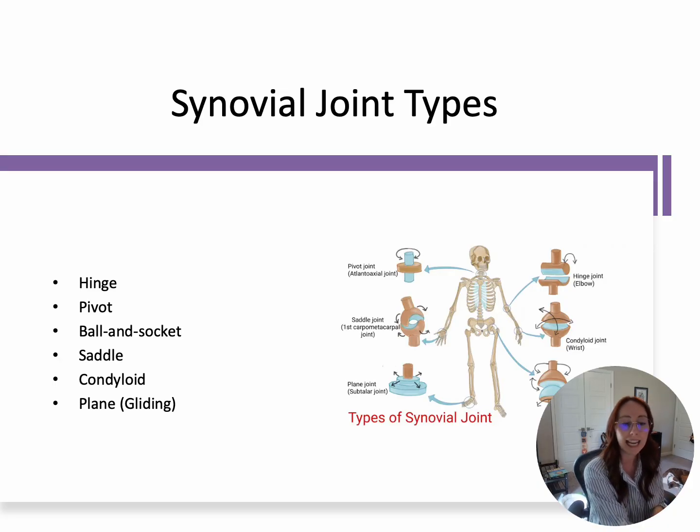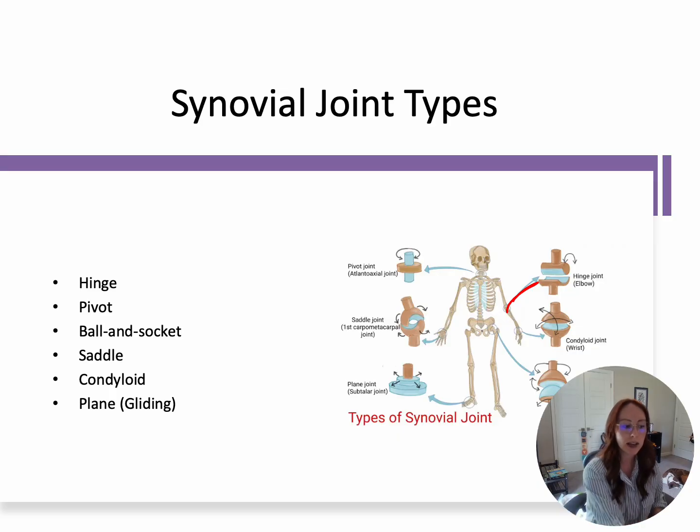We have a hinge joint. The hinge joint is going to allow bending and straightening only in one plane, much like a door hinge. You'll see that in the elbow, the knees, and the ankle joints. So, only in one plane of motion.